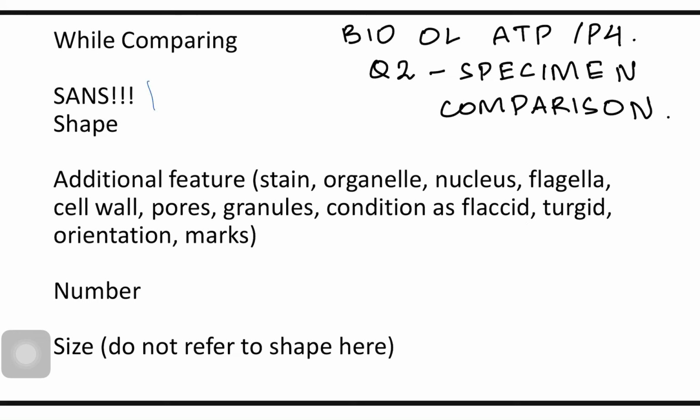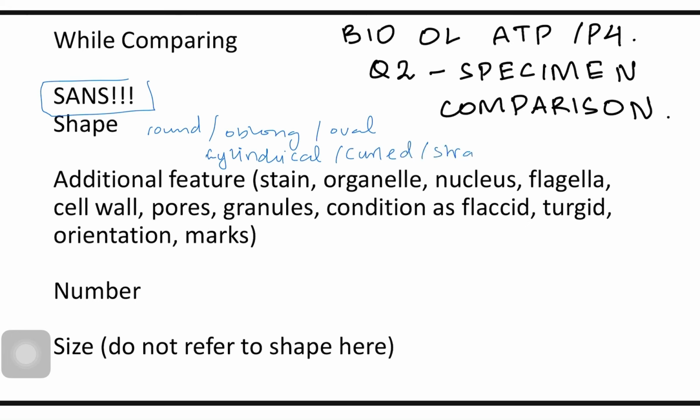So I like to follow a rule of sense. What does it mean? The first feature that you can look for is shape. You can comment on whether the shape is round, oblong, oval, or cylindrical. These are various shapes that you can find. Is it curled or is it exactly straight? This is what you can comment on.